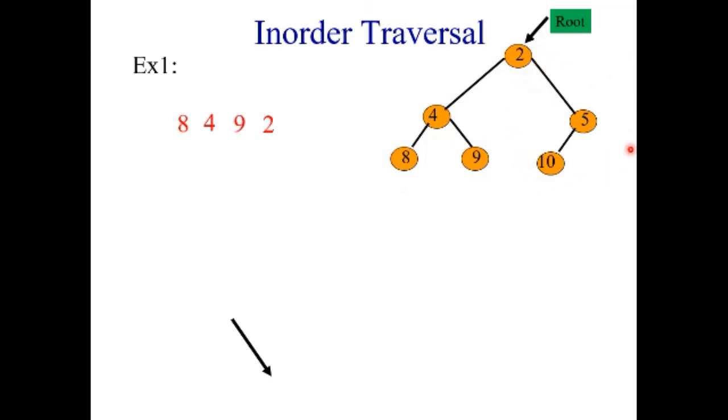Then visit the right subtree. This right subtree is again a binary tree. You have to follow inorder traversal. Start with the root. The root for this right subtree is node number 5. For node 5, visit the left subtree, which is again a binary tree. Follow inorder: no left subtree, visit the node. Then visit the right subtree, no right subtree because 10 is a leaf node. After visiting node 10, you have to visit node 5. After visiting node 5, you are supposed to visit the right subtree, but there is no right subtree. So this is the sequence.